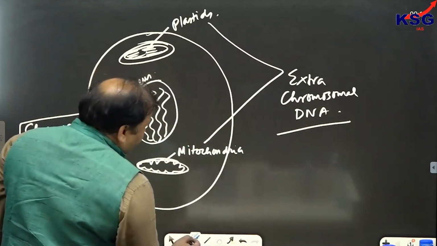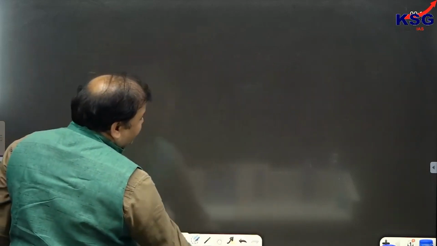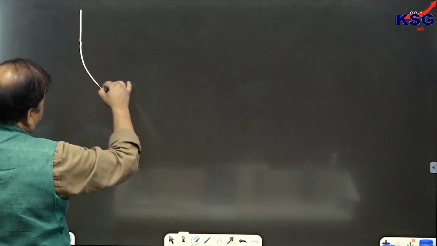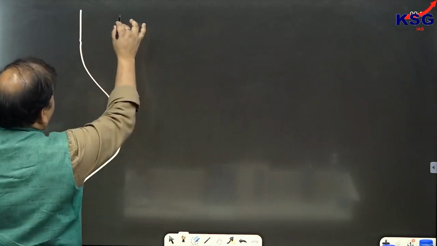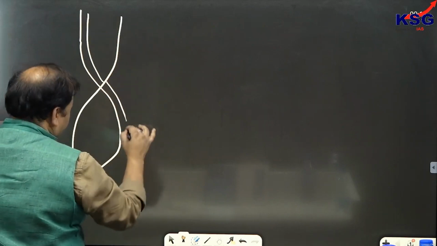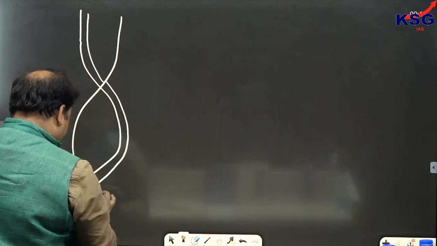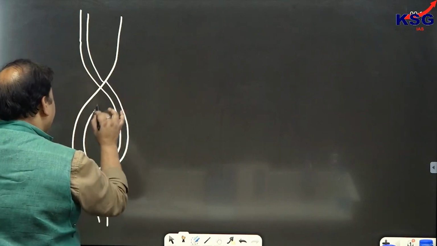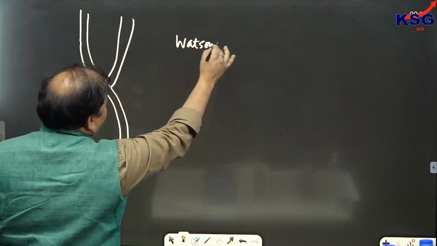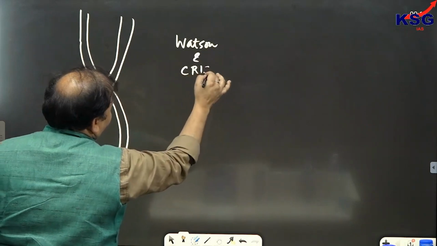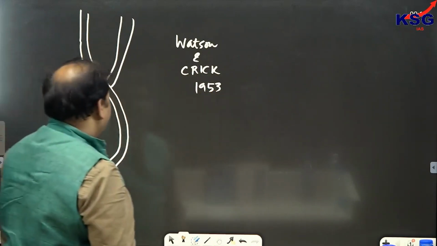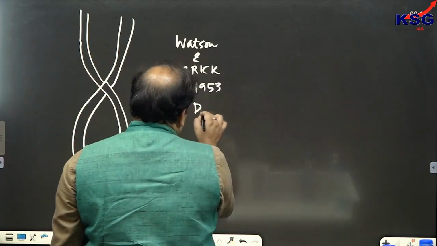Now, when we are talking about the structure of DNA, the structure of DNA appears to be like this. This is the structure of DNA. Now, this structure of DNA was given by two scientists. Their names were Watson and Crick. And this you have studied in your school days. Watson and Crick, and this was given in 1953. So this kind of structure of DNA is called the double helix structure.